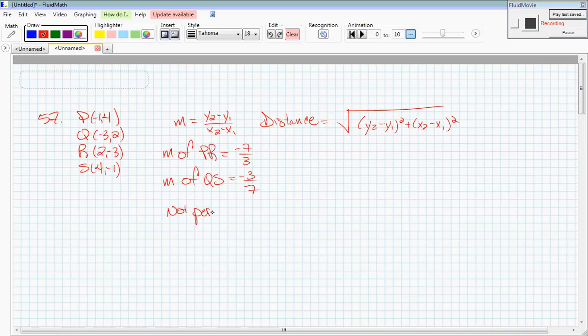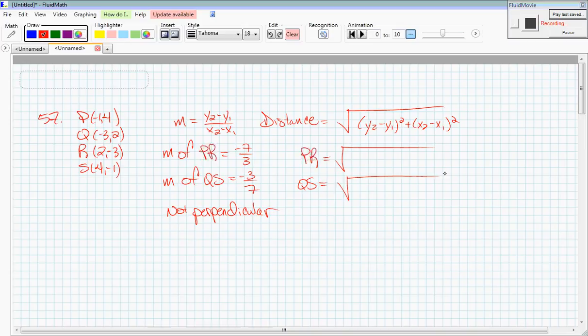Now, you have to be familiar with your properties, because if diagonals are not perpendicular, you know that if it is special, it has to be a rectangle. But in order for it to be a rectangle, we have to prove not only that these diagonals are not perpendicular, but that they're congruent. So we need to find the length of PR and the length of QS to make sure that they're the same. It's not just a regular parallelogram.